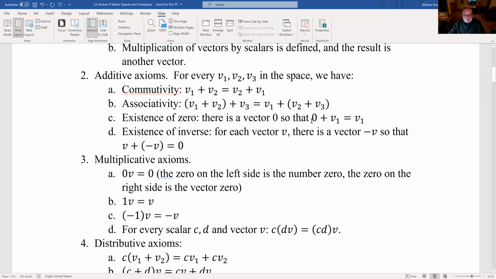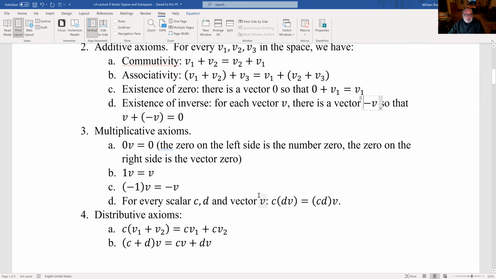There's a zero vector, so 0 plus v1 equals v1. And there's an inverse vector minus v, so that v plus minus v equals 0. Multiplicative axioms, the scalar 0 times a vector gives you the vector 0. The scalar 1 times a vector just gives you back the vector. The scalar minus 1 times a vector gives you the inverse vector, right? So that's this thing up here.